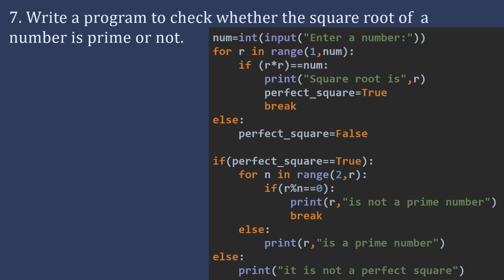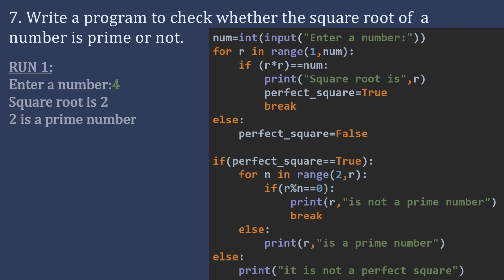Then it will print it as a prime number. Otherwise, the final else is just for the previous if. That means if perfect square is true, then it has to check whether it is prime or not. Otherwise, if perfect square is not true, then it has to print that the number is not a perfect square number. Let's say the number entered is 12. It's not a perfect square, so it has to print that it is not a perfect square.